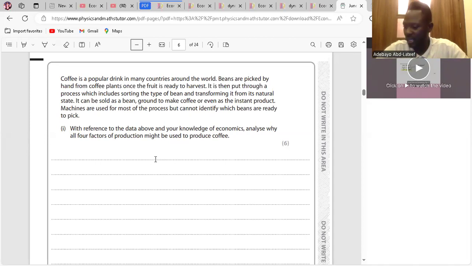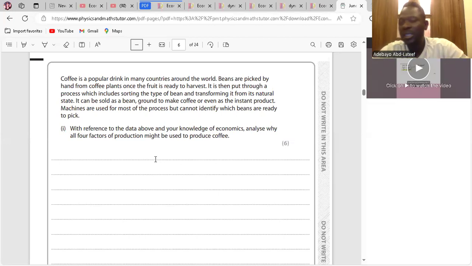So we start with land. Based on the case study, beans are picked by hand from the coffee plants. This represents land. The coffee plantation is on land, and anything on land is land. So we need land for coffee. Clear? Two, they said being picked. It won't be picked by animals, right? It will be picked by people, and that represents human labor. Clear?